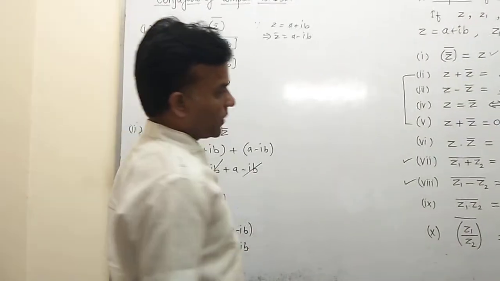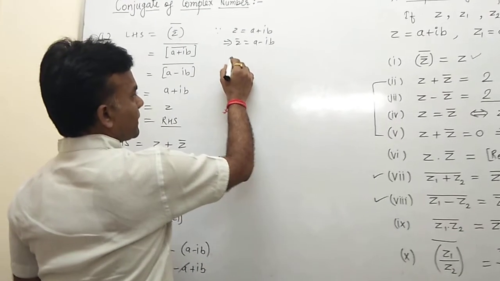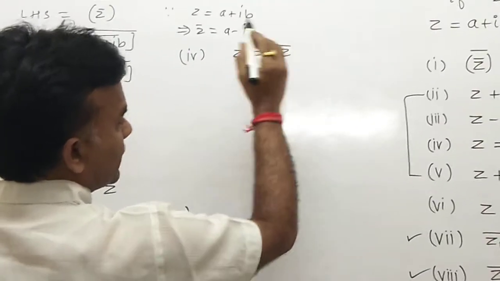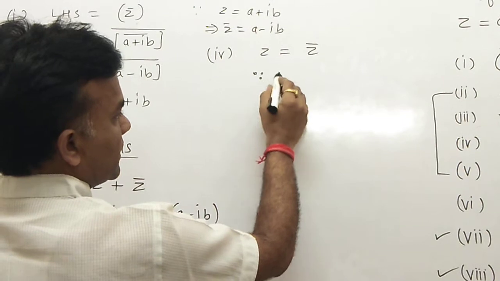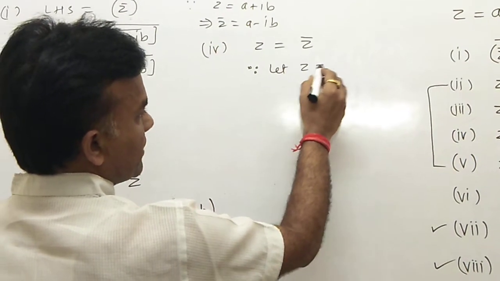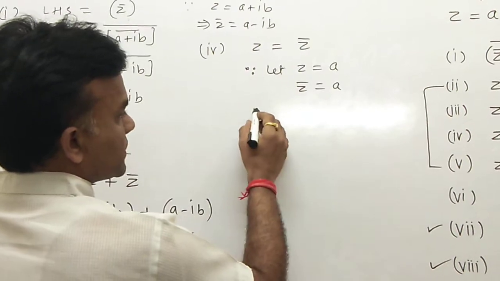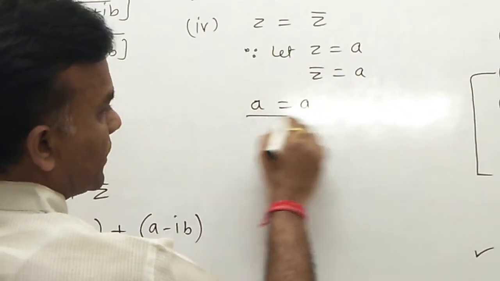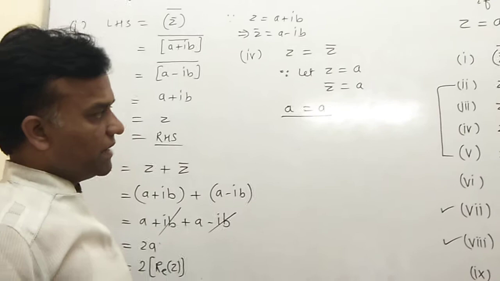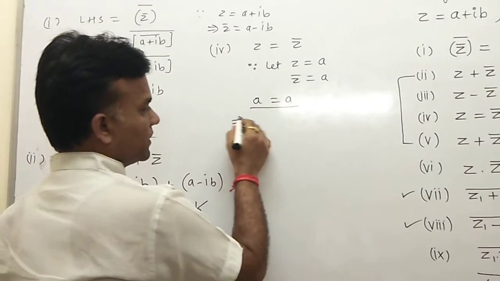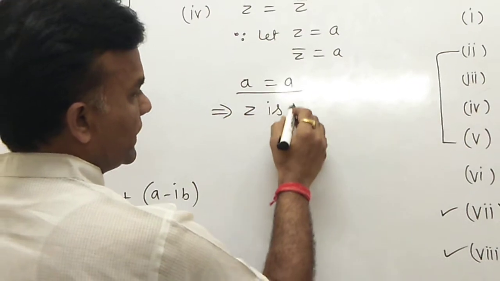Now the fourth property: z equal to z bar. Let z equal to a, and z bar is again a, so a equal to a. This is the same thing. So z is what? Z is purely real.